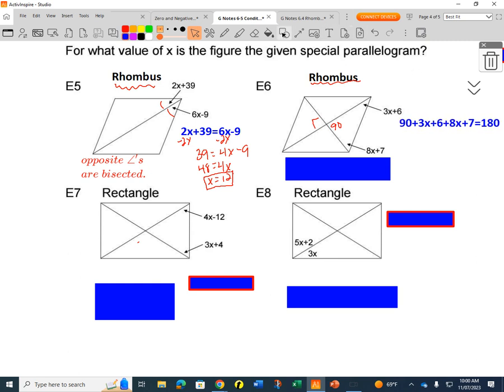I'm going to combine my like terms. 3x and 8x is 11x. 96 plus 7 is 103. We'll subtract 103 from both sides. Divide both sides by 11, and I know x equals 7. And I forgot to cover the box. I do want you to write that. Diagonals are perpendicular. The sum of the angles is 180.